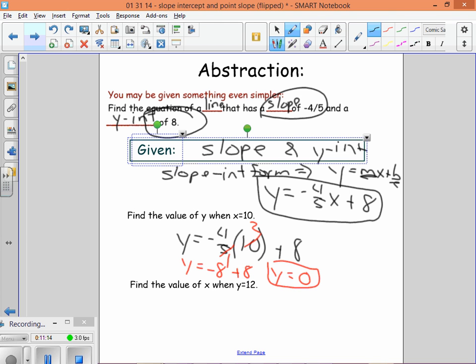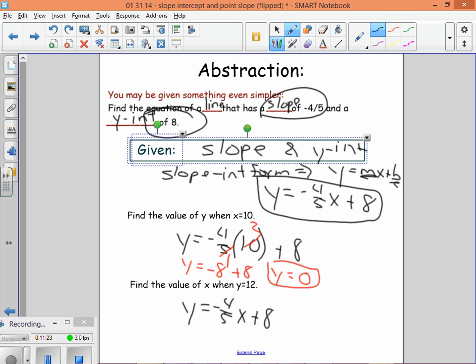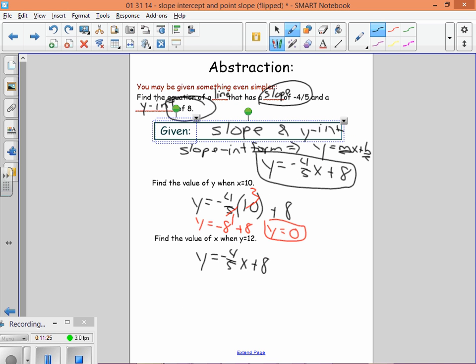Next one, find the value of x when y is 12. Same formula, y equals negative 4/5 x plus 8, but now I am replacing y instead. 12 equals negative 4/5 x plus 8. Solve for x, so subtract 8 on both sides. 4 equals negative 4/5 x.